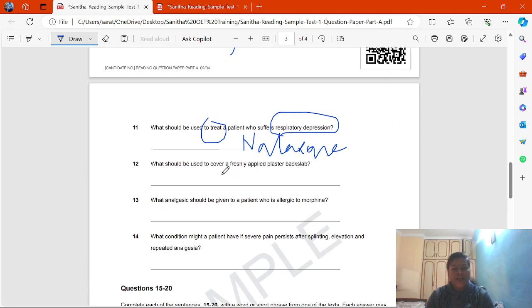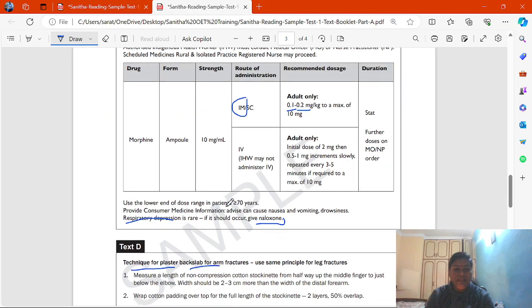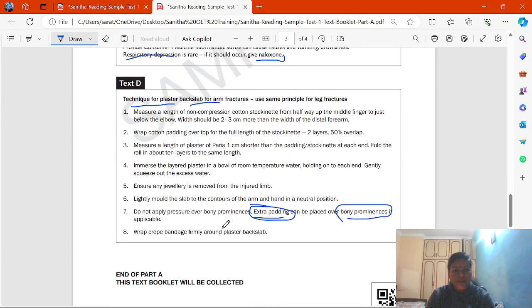What should be used to cover a freshly applied plaster backslab? So where do you have to go? Plaster backslab is in D, so you have to go to D. Freshly prepared plaster backslab. What should be used to apply?